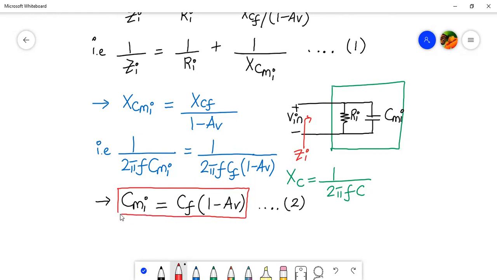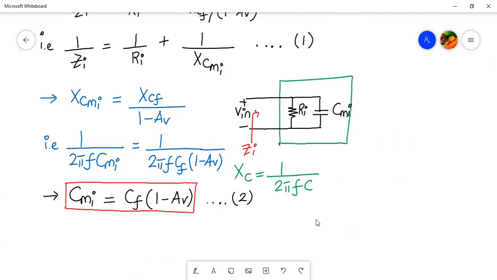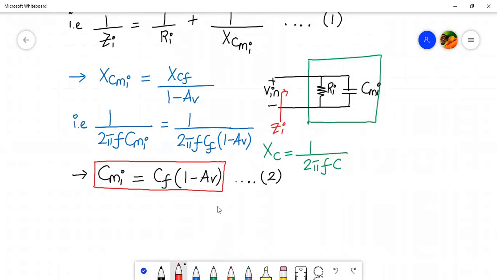So that is the input Miller capacitance derivation. The effect of the feedback capacitance on the input is that, when it is decomposed onto the input side, it gets multiplied by 1 minus AV, where the gain AV is negative. So the input Miller capacitance enhances the value of the feedback capacitance. Okay, fine. This is equation number two.